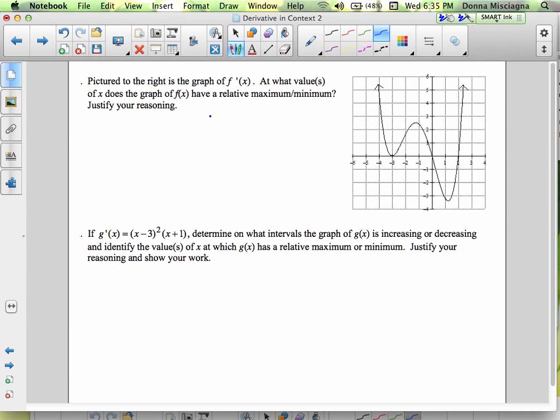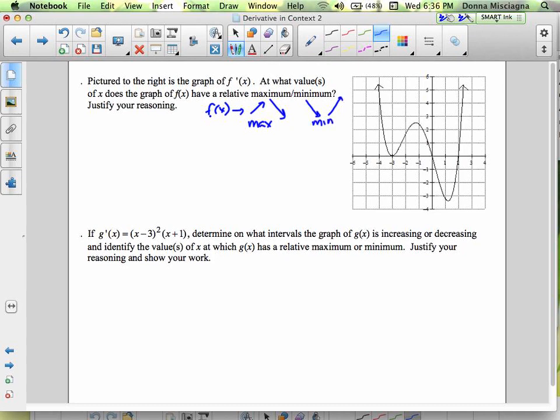the function, not f prime of x, but f of x, would have to go, so this is for f of x, it goes from increasing to decreasing, and then it has that horizontal tangent. Oh, isn't that a nice arrow? That would be our relative max. And then a relative min, it would go from decreasing to increasing.